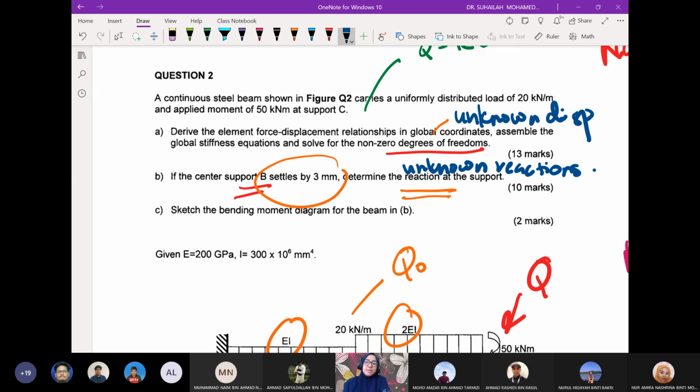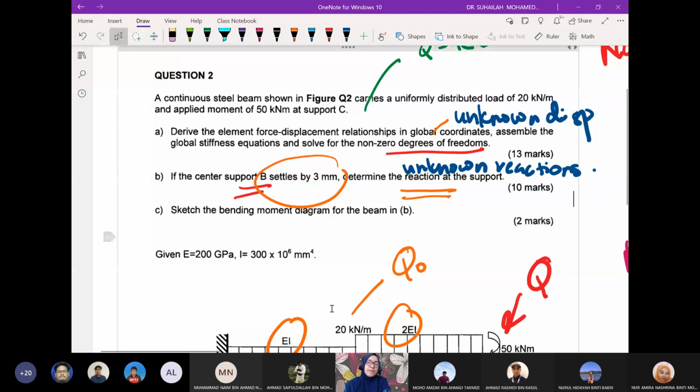In this case there is a settlement. So when settlement is given in the question, we have to consider the settlement in the calculation. Actually, the solution for settlement is just a mathematical process. We solve the unknown displacement as well as the unknown reaction using matrix multiplication. And the last question is to sketch the bending moment diagram.